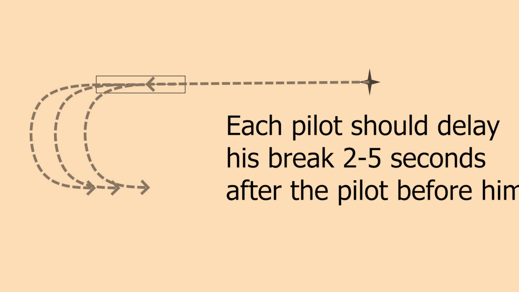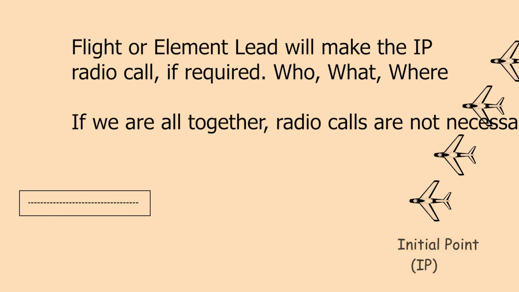Each pilot should delay his brake 2 or 3 seconds after the pilot in front of him. The radio calls required are very simple. The flight or element lead will make the initial point radio call.